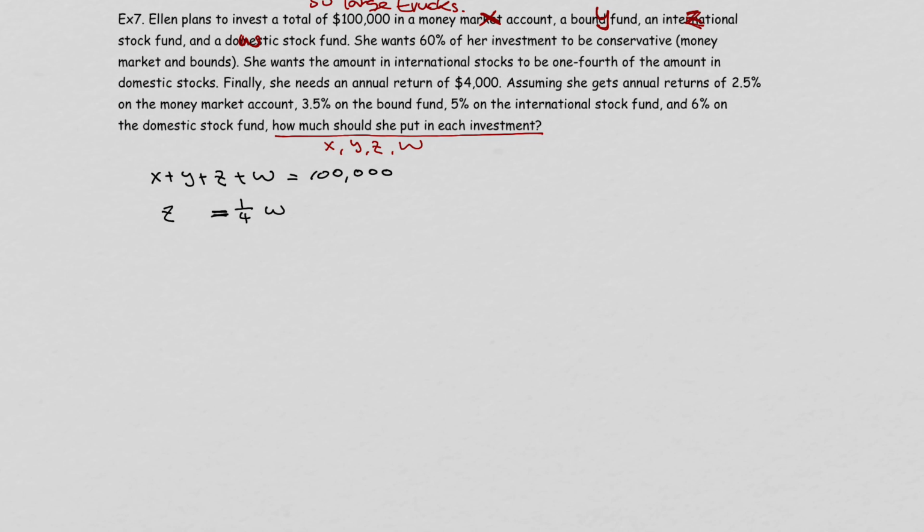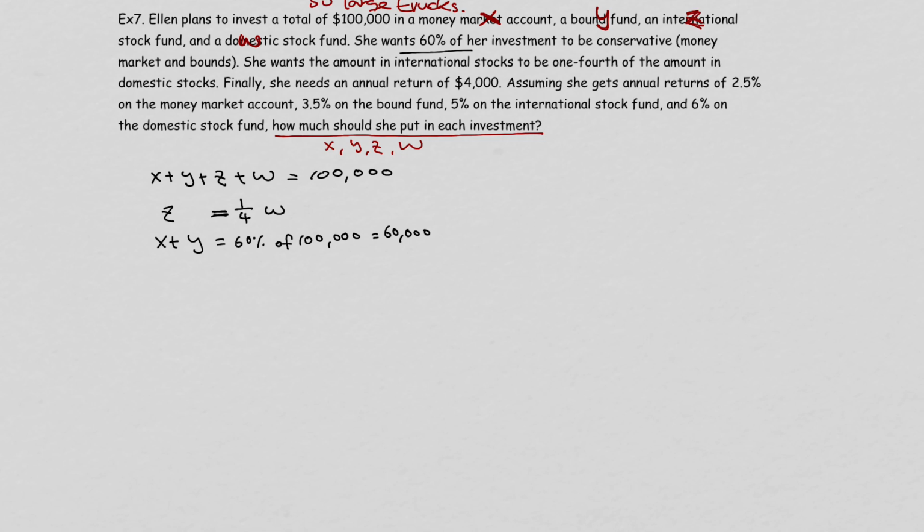We also have 60%, right? So money market and bonds to be 60% of 100,000. Isn't that going to be 60,000? Right? So equation 3. Let's see if we can find another one.